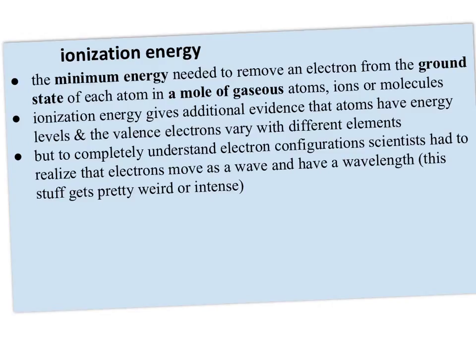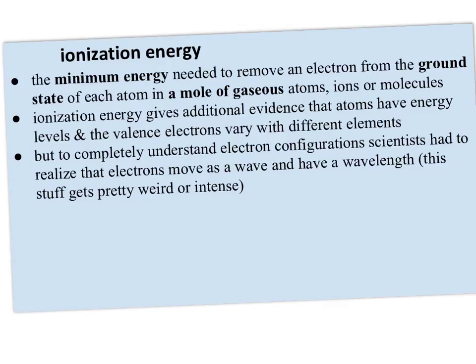And then ionization energy, I'm just going to mention this here because we mentioned that if it gets excited beyond level 6, it's considered ionized. So ionization energy is that minimum energy needed to remove an electron from the ground state of each atom in 1 mole of gaseous atoms, ions, or molecules. So it's the energy from the ground state for a whole mole in the gaseous state. Ionization energy also gives additional evidence that atoms have these energy levels and that valence electrons vary with different elements. And we'll look at that more closely in chapters 3 and 4.